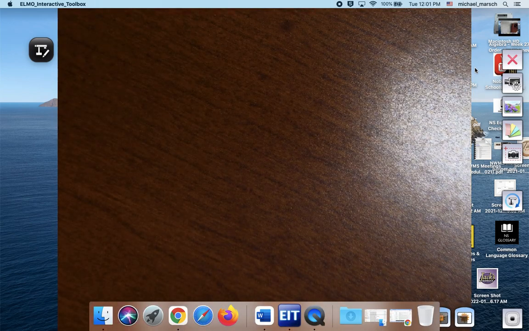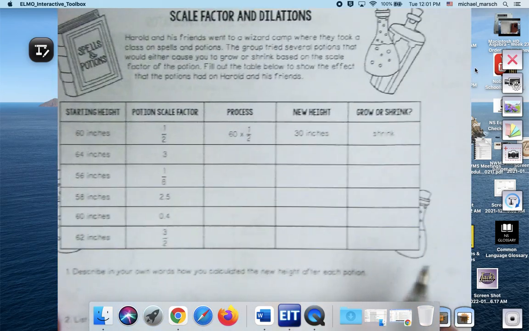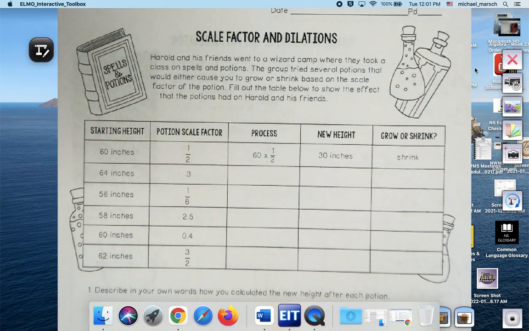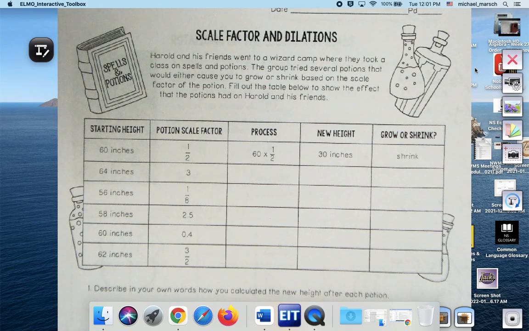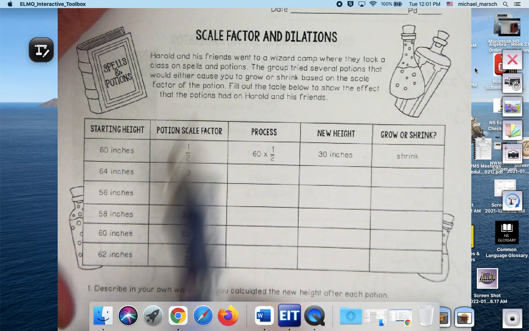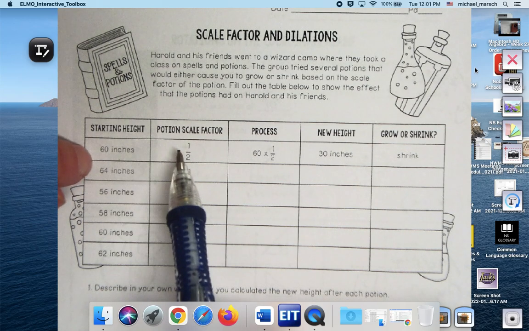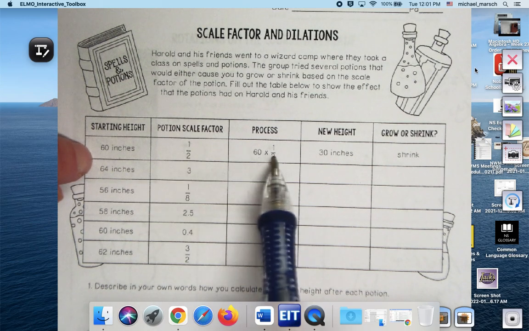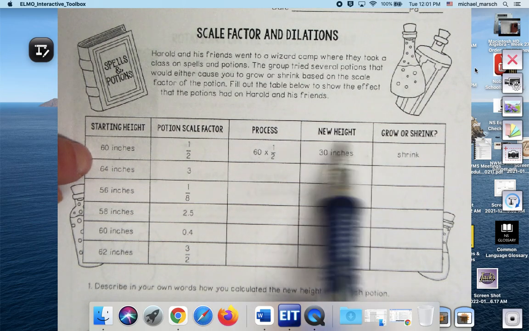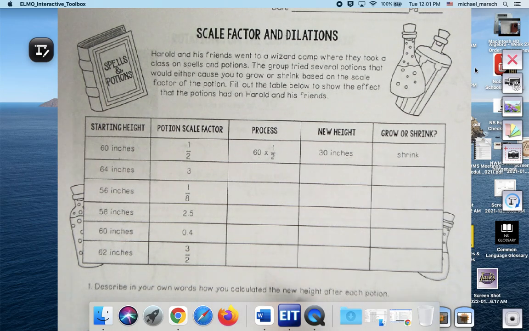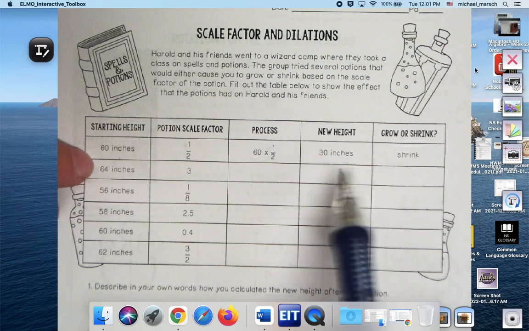We're going to try to fill out this table really quick here about scale factors and dilations. This super realistic story tells us that these people are drinking potions, and it's either going to make them increase in size or decrease in size. Like Alice in Wonderland. So they show us the first one. If somebody starts out at 60 inches and the potion scale factor is 1/2, you multiply times the scale factor, new height is 30 inches. Obviously that person shrunk because it decreased in size.